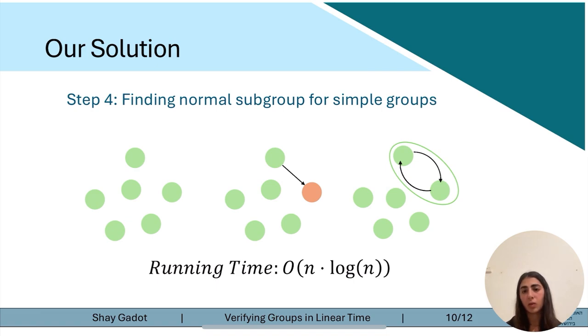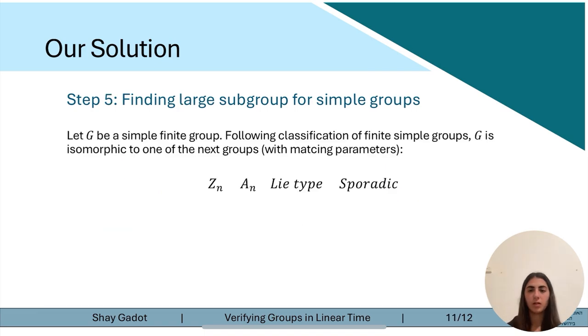So the last thing we still have to answer is how do we find a large subgroup of simple groups. And that is indeed the next thing I'm going to touch. So let G be a simple group. From the classification of finite simple groups, G is isomorphic to one of the following groups: Zn, the alternating groups An, groups of Lie type, or one of the 27 sporadic groups.